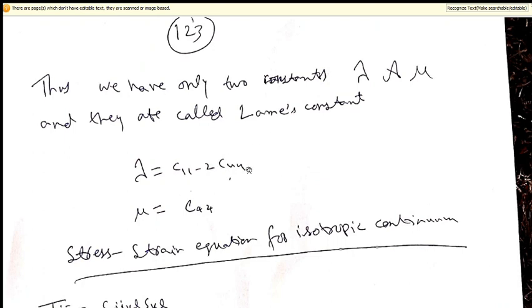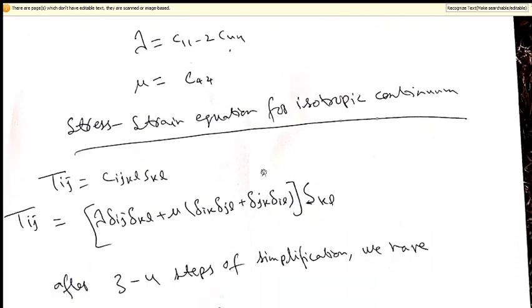Their values in terms of C's are this: lambda is equal to this and mu is equal to this. Their dimensions would be the same as constant C, and you know that the dimension of constant C is Newton per meter square. This is coming from Tij equals Cijkl Skl, and we know that strain is dimensionless. And what is the dimension of stress? The dimension of stress is Newton per meter square on the left hand side. So the dimension of component C would also be Newton per meter square.